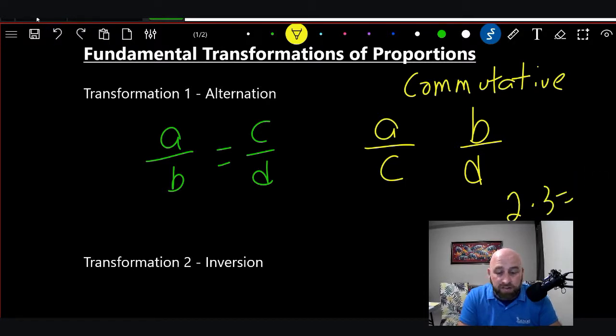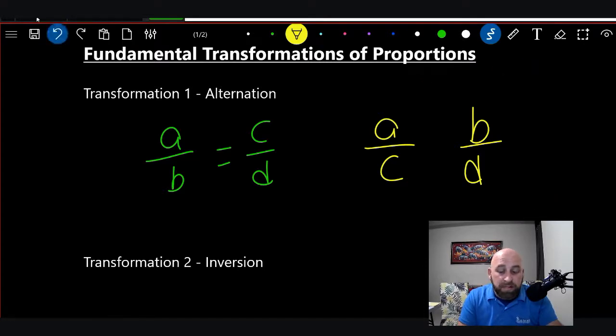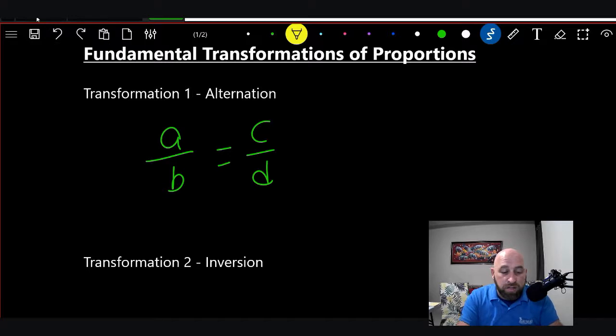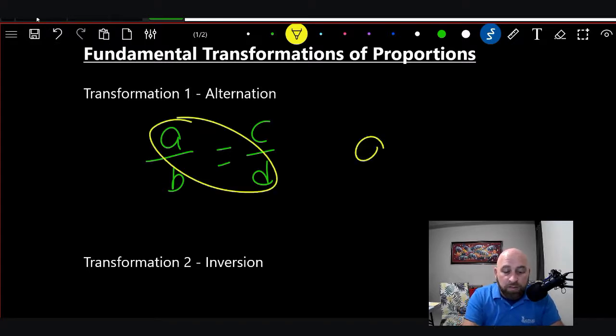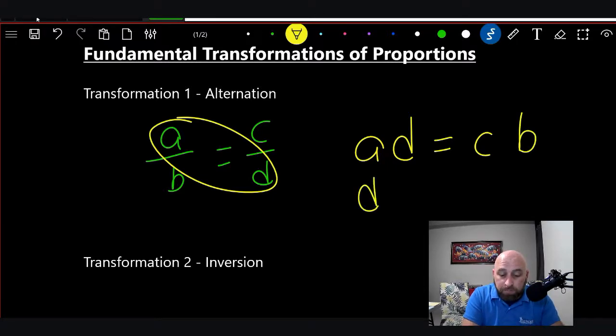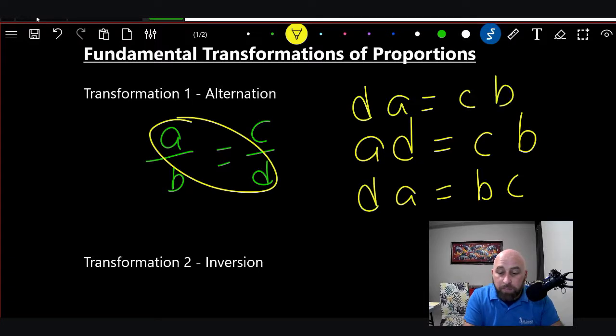It doesn't change anything. So in other words, what we can do with the means and the extremes is we can switch them. As long as we keep A and D together and we keep B and C together, we could write it like that, or we could say DA equals BC. We could also say it DA equals CB. We could just switch that.